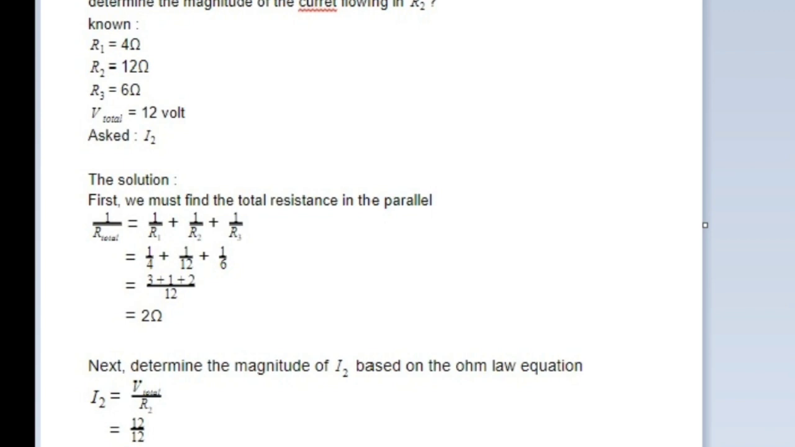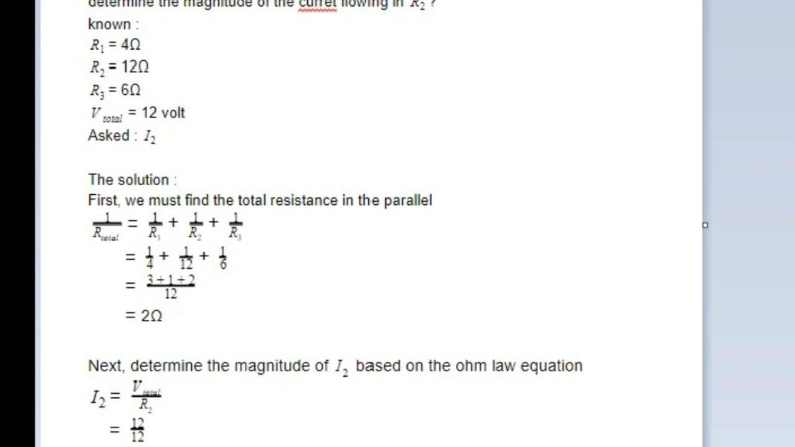Example of question. Note the magnitudes: R1 equals 4 ohm, R2 equals 12 ohm, and R3 equals 6 ohm. If the total voltage is 12 volts, determine the magnitude of the current flowing in R2. Note R1 equals 4 ohm, R2 equals 12 ohm, R3 equals 6 ohm, V total equals 12 volts. Answer: the solution.